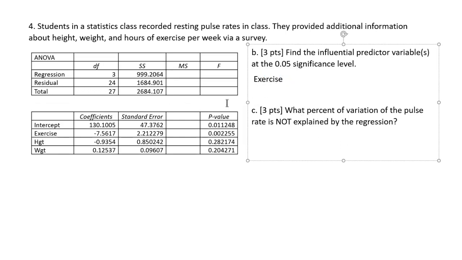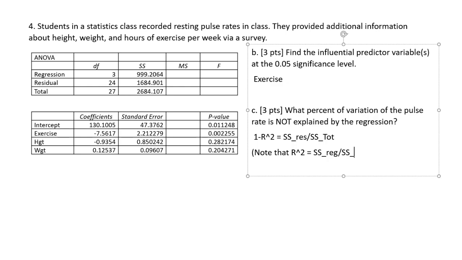So you take this and divide by the total, that gives you the 1 minus R squared. So if R squared is given, you would do 1 minus R squared. But in our case, it's simply the sum of squares of the residual divided by the sum of squares of total. Note that R squared itself is sum of squares of regression divided by sum of squares of total.